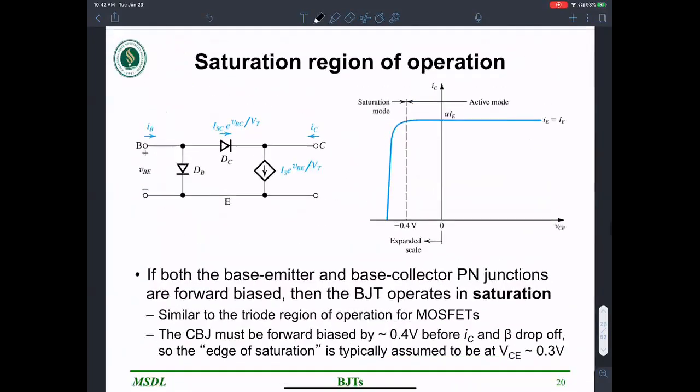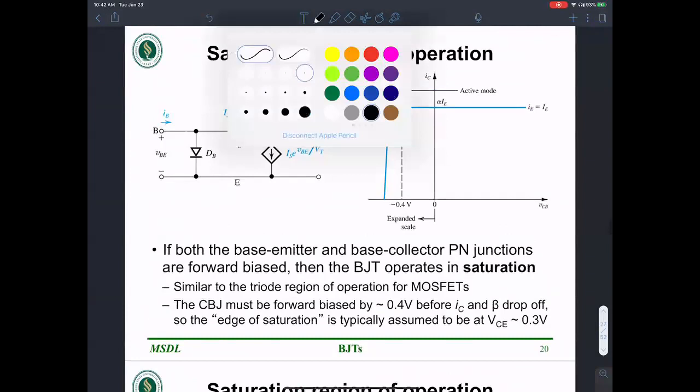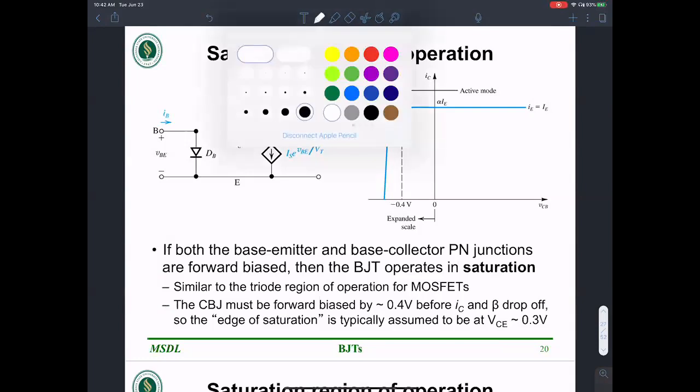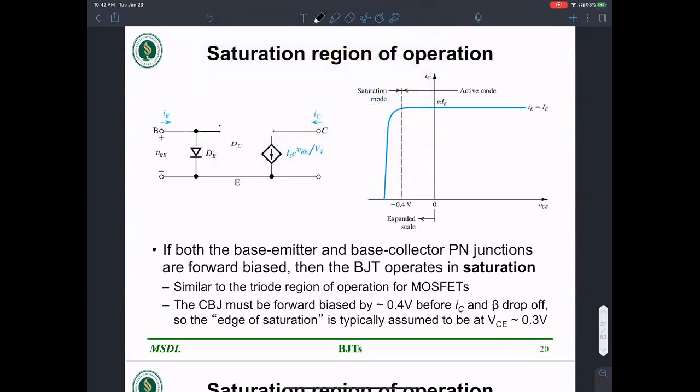So let's look at the other region that we have been ignoring so far. In the last class, in the active region of operation, the large signal model was this guy. There was one diode, and this diode was reverse biased. Therefore, I did not show it. I showed it as an open circuit. A reverse biased diode is an open circuit.